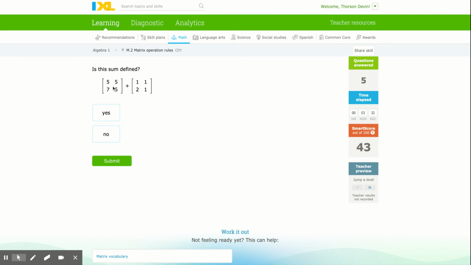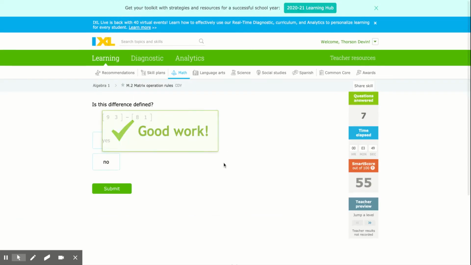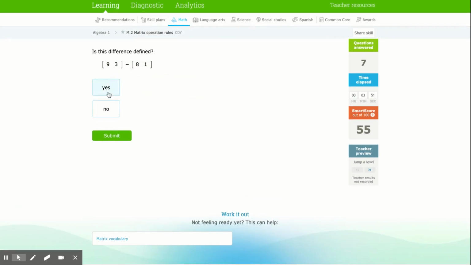They are the same: a 2 by 2 matrix added to a 2 by 2 matrix. It is absolutely defined as long as they're the same size. Again, we can actually do this addition. Multiplying the 5 in doesn't change it. And then adding, we get a 1 by 2 because the size of the matrices will not change when you're adding. Again, we can absolutely subtract a 1 by 2 from a 1 by 2.